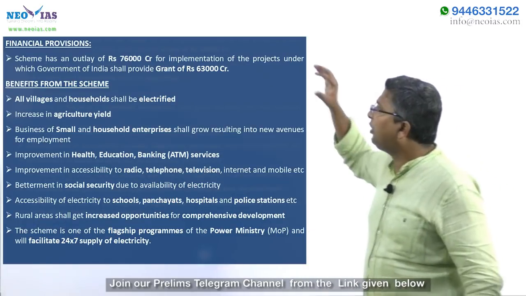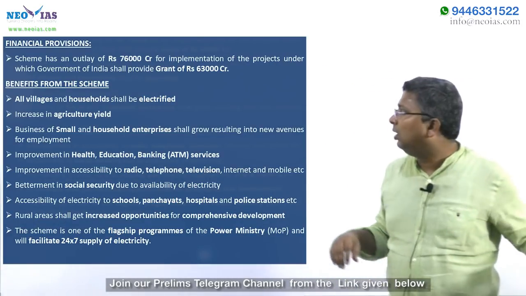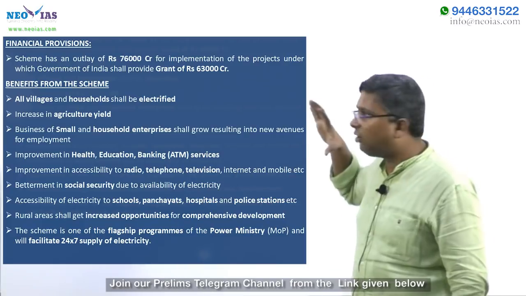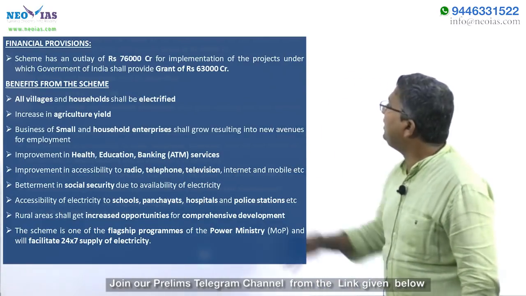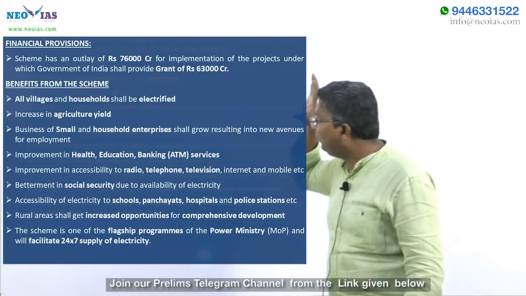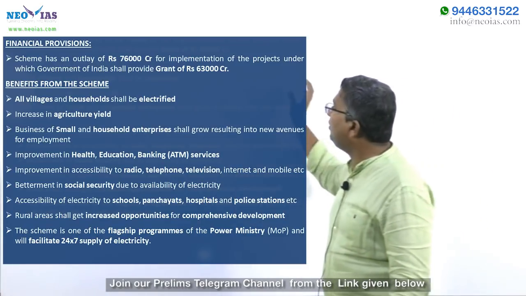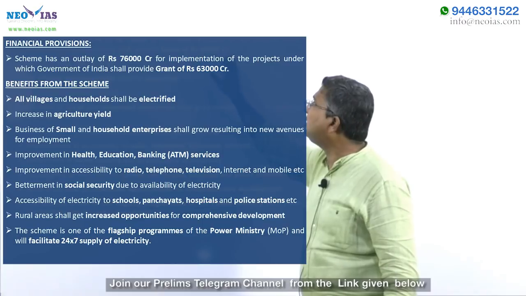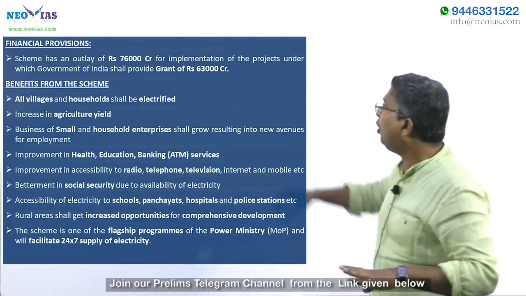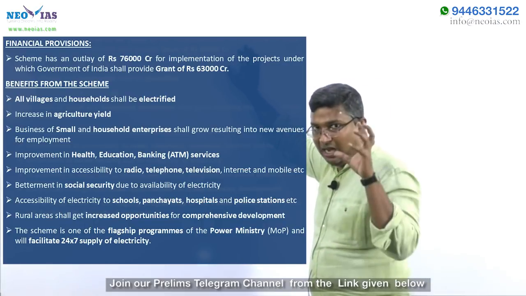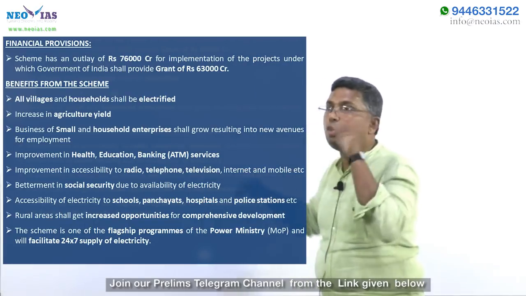Now, what is the financial provision of this scheme? So the government has given an outlay of 76,000 crore for implementing this scheme, and out of this 76,000 crore, the government will give a grant of 63,000. Note the word grant, not loan. The government will give a grant of 63,000 crore. So the government is giving great importance to rural electrification.